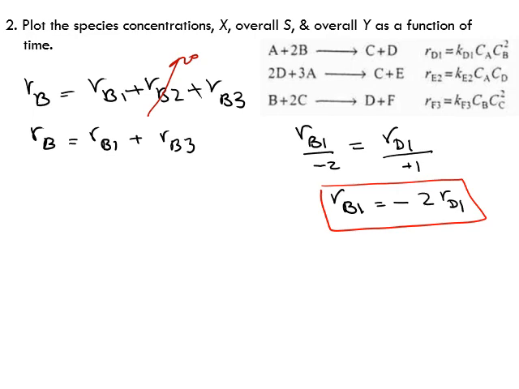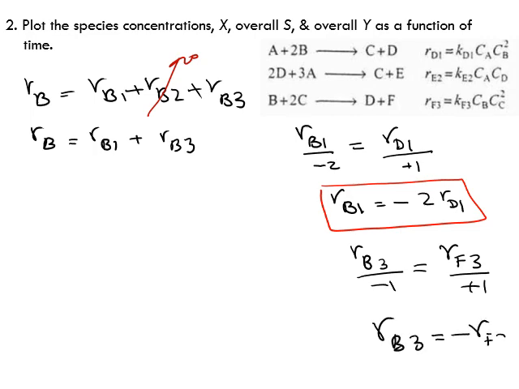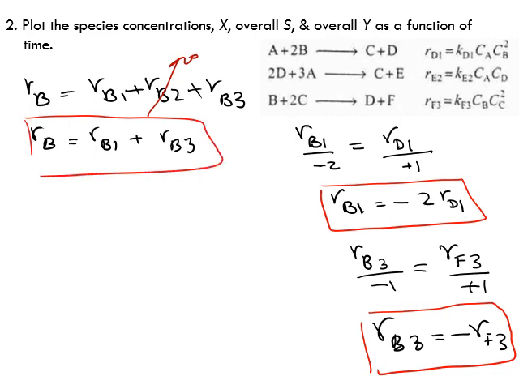Okay, let's continue. RB3, yes, we need RB3, and we know that RB3 divided by minus 1 equals RF3, which we have a rate law for, divided by plus 1. Therefore, RB3 equals minus RF3, and we frame it as well. Let's not forget to frame this. And then we continue with RC, RD, and all the way.